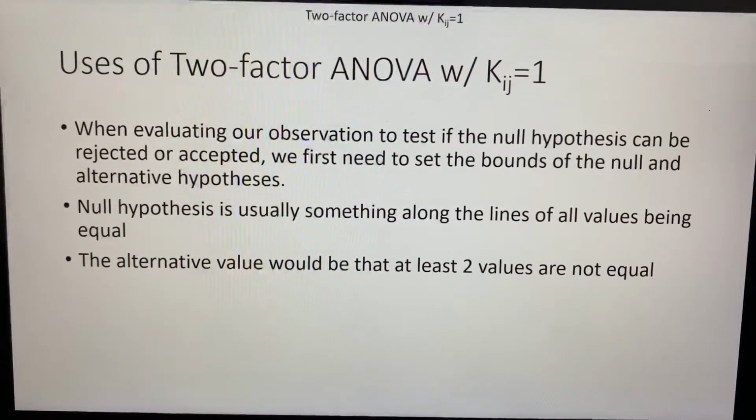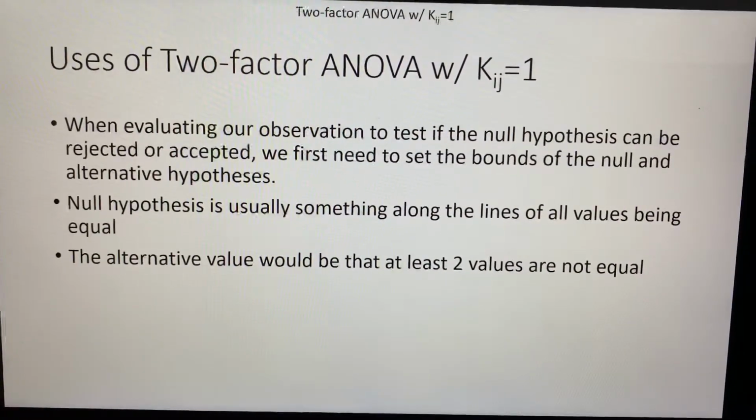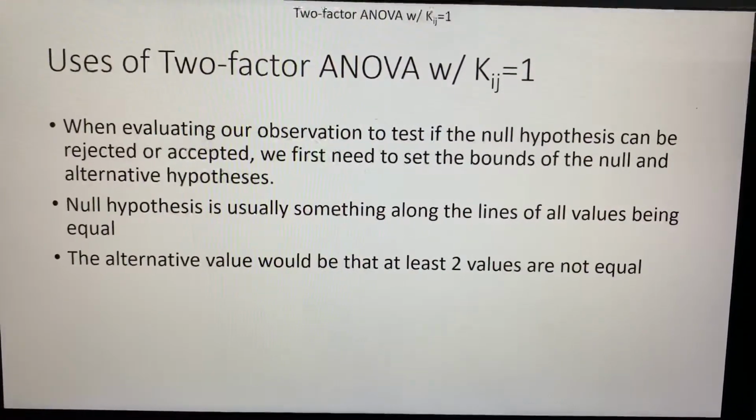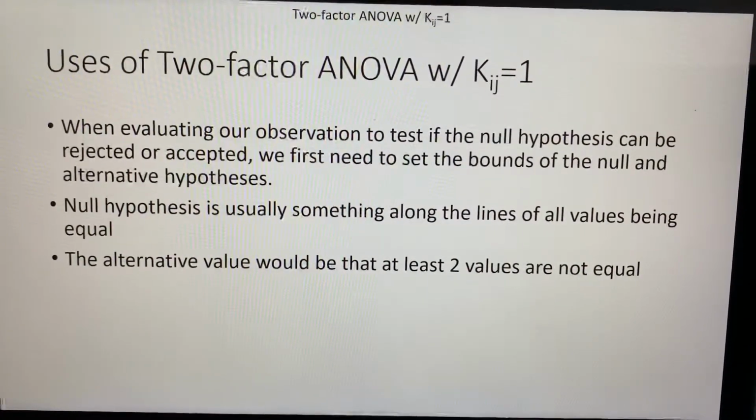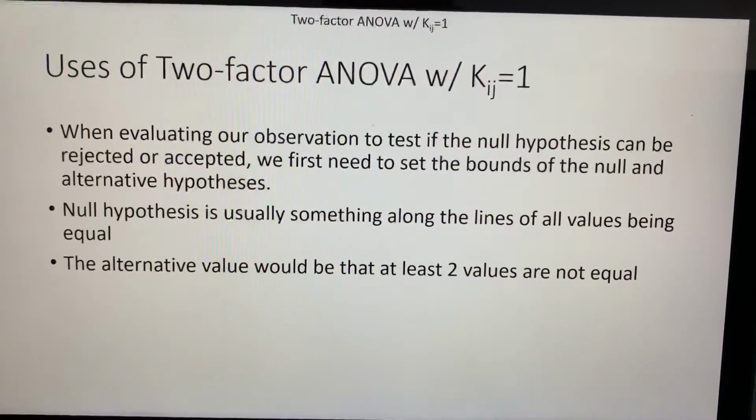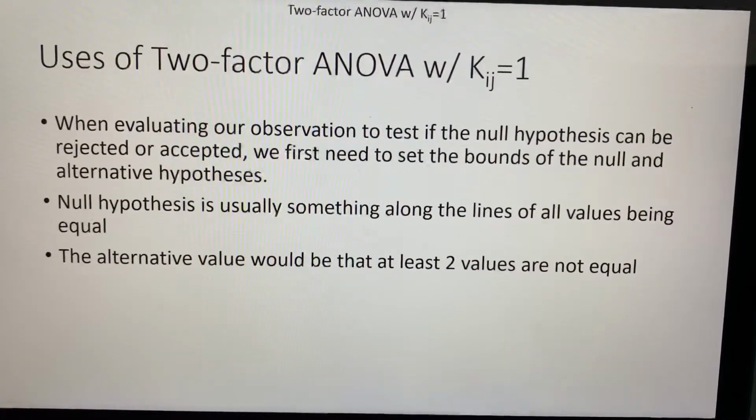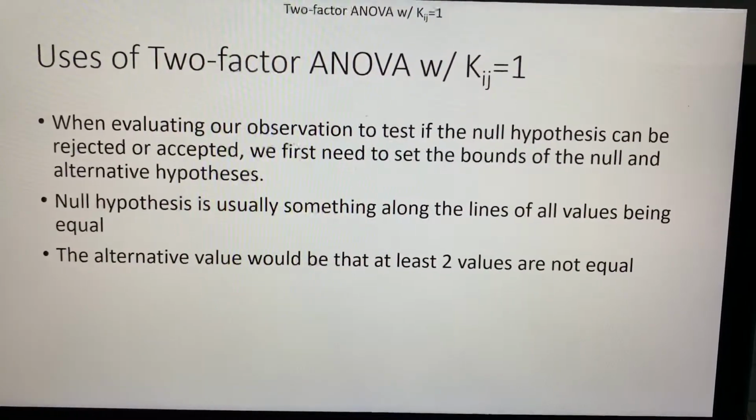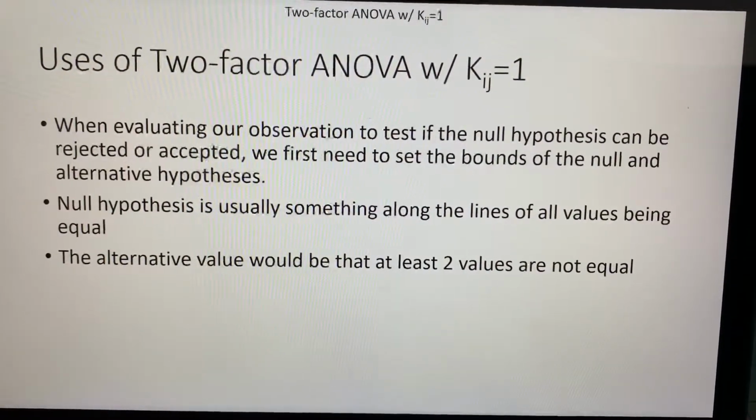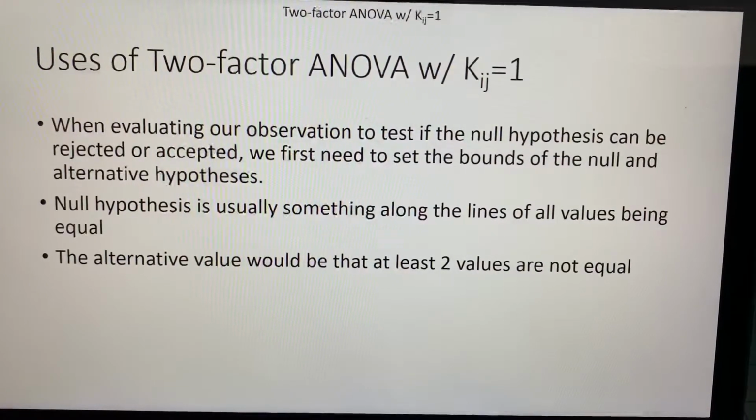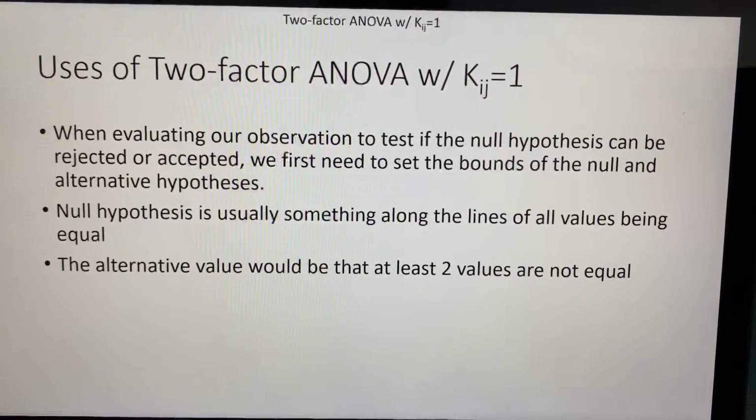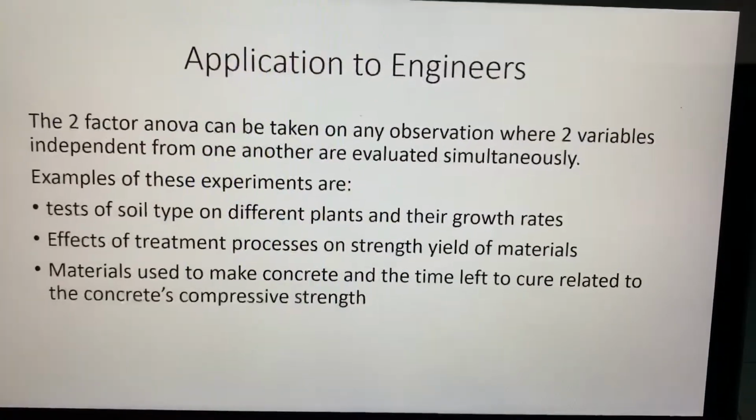These are used when you evaluate your hypotheses. You need a null hypothesis and an alternative hypothesis. You need to reject or accept the null. The null is usually something like, A1 equals A2 equals A3 equals 0. The alternative would be that at least two of those are not equal.